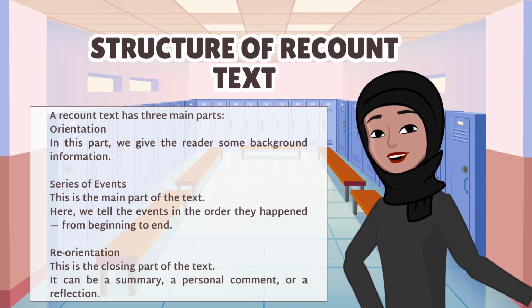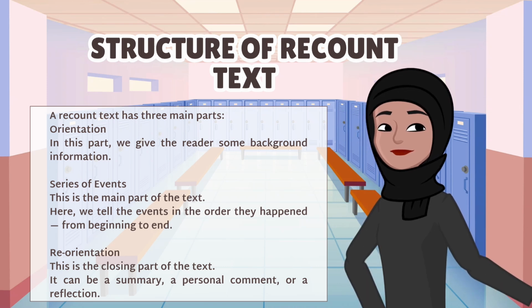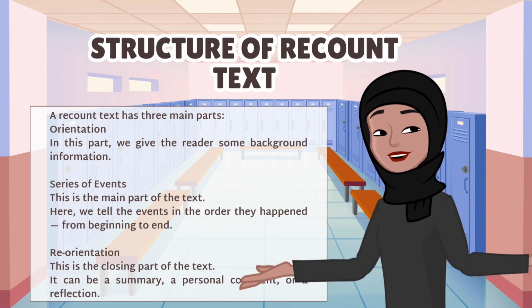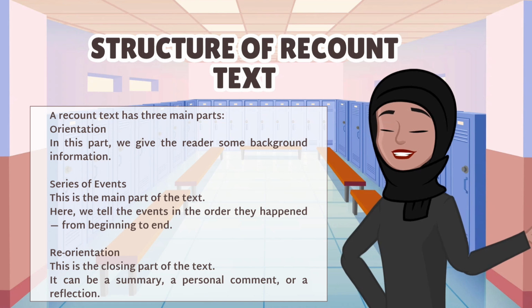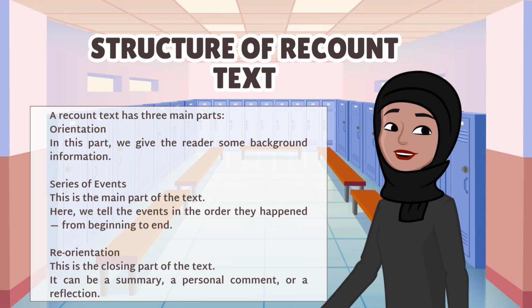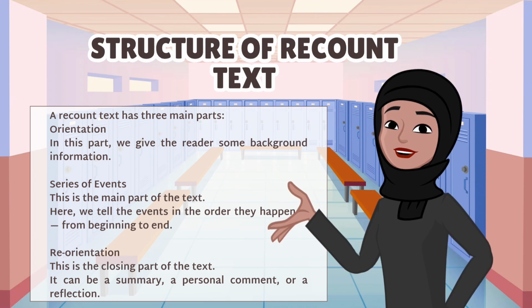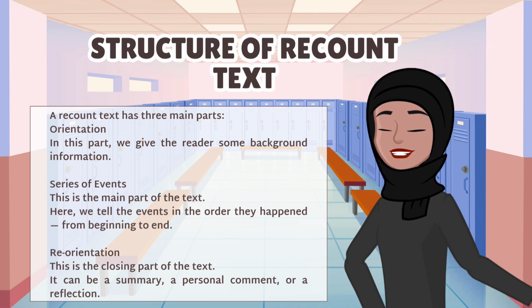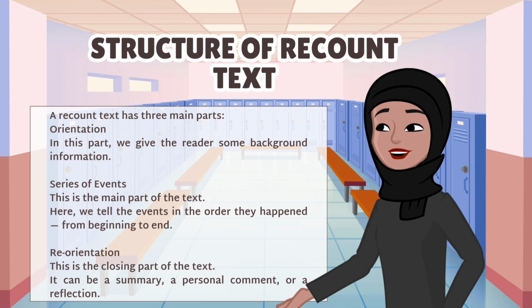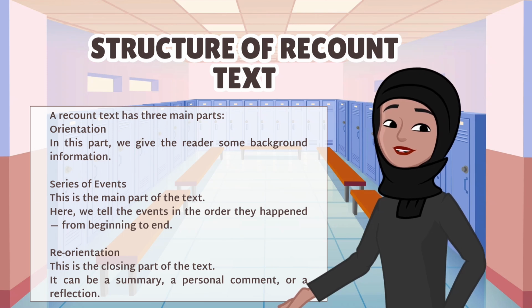The second, we have series of events. This is the main part of the text. In this part, the writer tells the sequence of events in chronological order from the beginning to the end of experiences. We usually use time connectors such as first, then, after that, next, and finally.